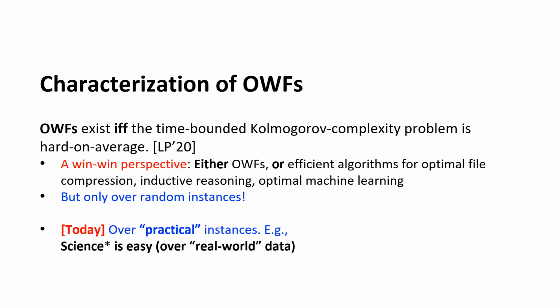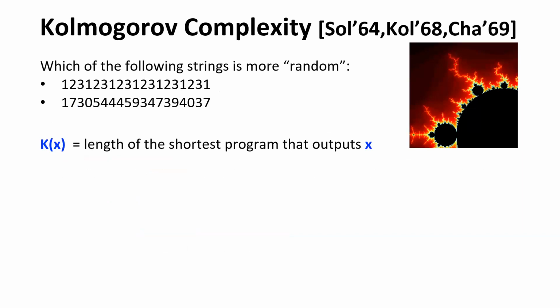Okay, let me first introduce the notion of Kolmogorov complexity. This is a notion proposed by Solomonoff, Kolmogorov, and Chaitin, and it's inspired by the following question. I have two strings here, and I ask which of the following is more random. Apparently the first string is not very random, but the second string seems to be. But I want to remind you that they all have the same probability weight under the uniform distribution.